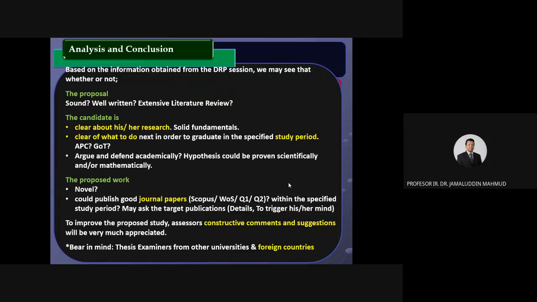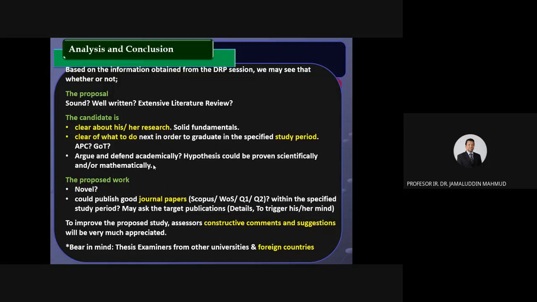We also have to bear in mind, or make clear to the candidate, that later on in the viva we're going to have thesis examiners from other universities and also from foreign countries. That means the supervisor has to select one examiner from other countries. We analyze all this information, and then later on we will give our conclusion, our verdict. What to award the student? Okay, we will look at it.